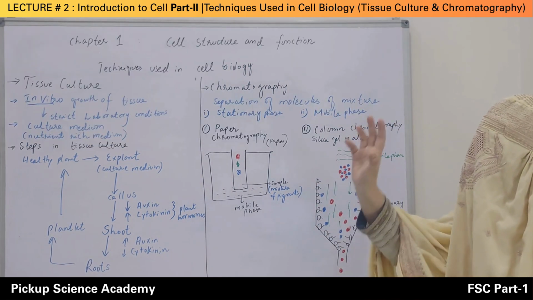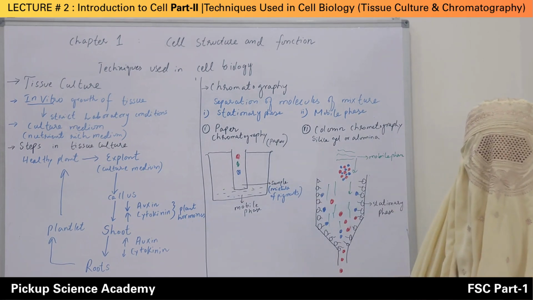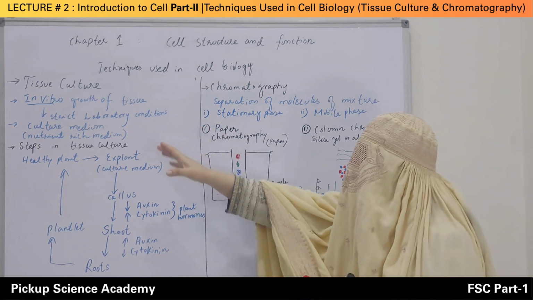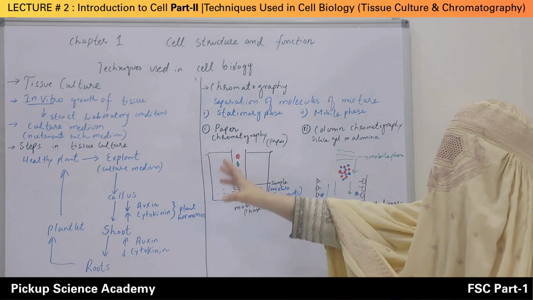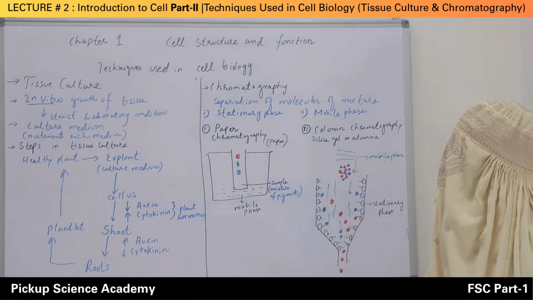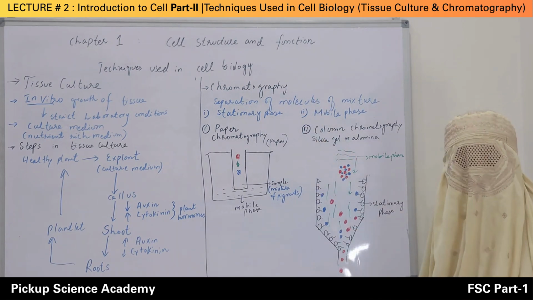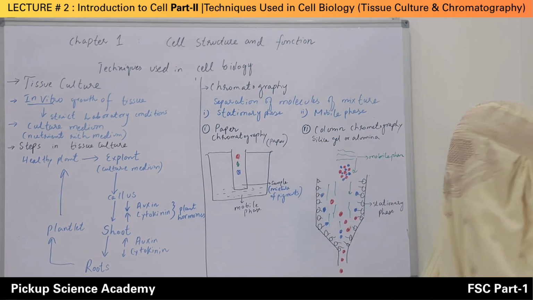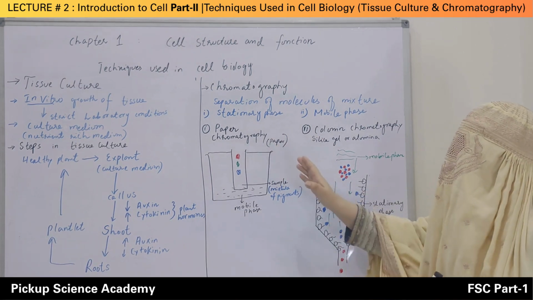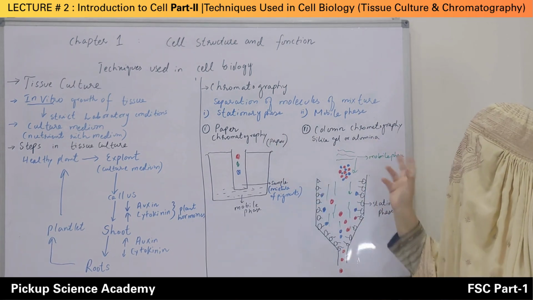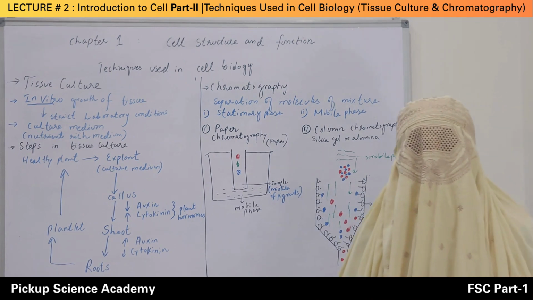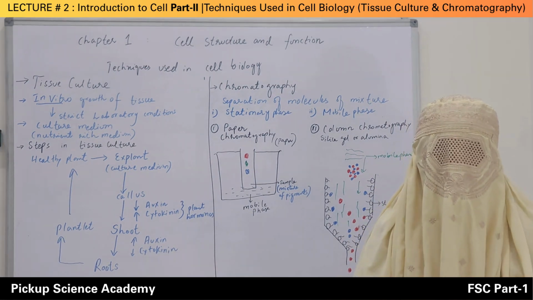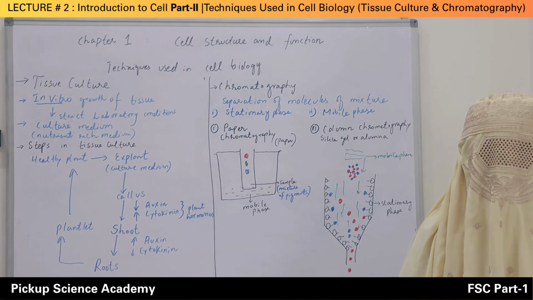So, students, we have discussed two important techniques which are used in cell biology. Tissue culture, we saw the different steps which are involved in tissue culture. Then we discussed chromatography. What is the principle behind chromatography? Two kinds of phases are used in it, and how paper chromatography works, how column chromatography works. So it was all about today's lecture, and inshallah in the next lecture we will study the remaining techniques which are used in cell biology.